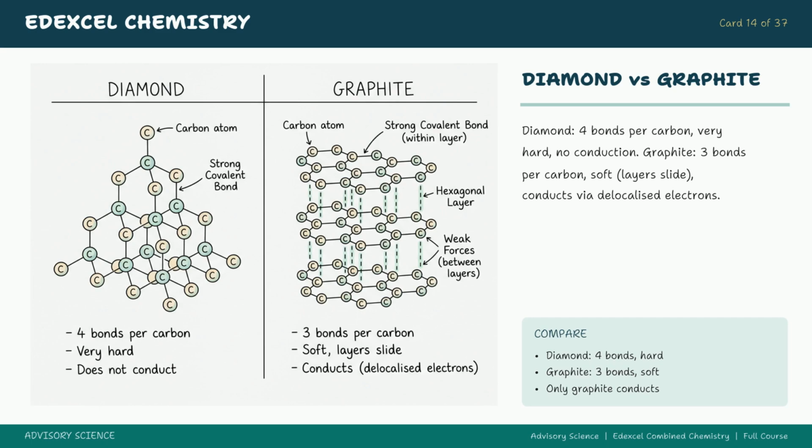A question that is often asked is, compare diamond and graphite. The structure point is the same, 4 bonds in diamond, 3 bonds plus a delocalized electron in graphite. The property point follows next. Diamond is hard and does not conduct. Graphite is soft and does conduct.